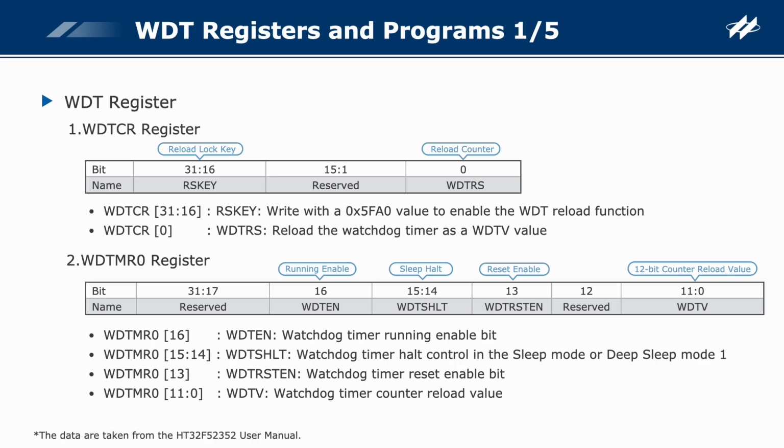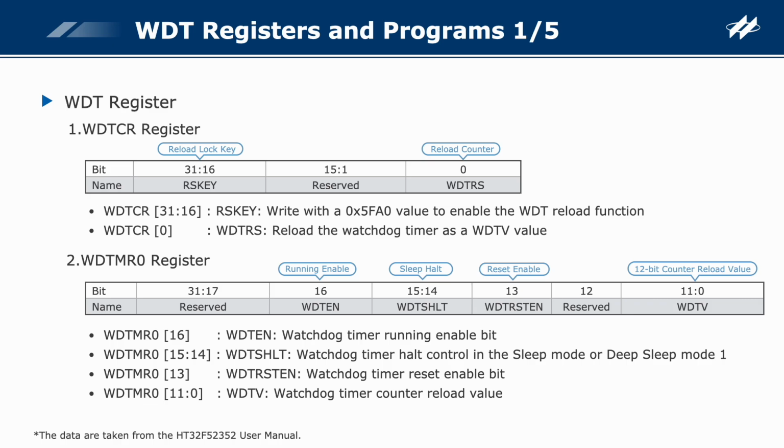The WDT RSTEN bit is the WDT reset enable bit. When the WDT RSTEN bit is set high, a watchdog underflow or error will trigger a system reset. The WDTV bits define the reload value of the WDT 12-bit down counter.